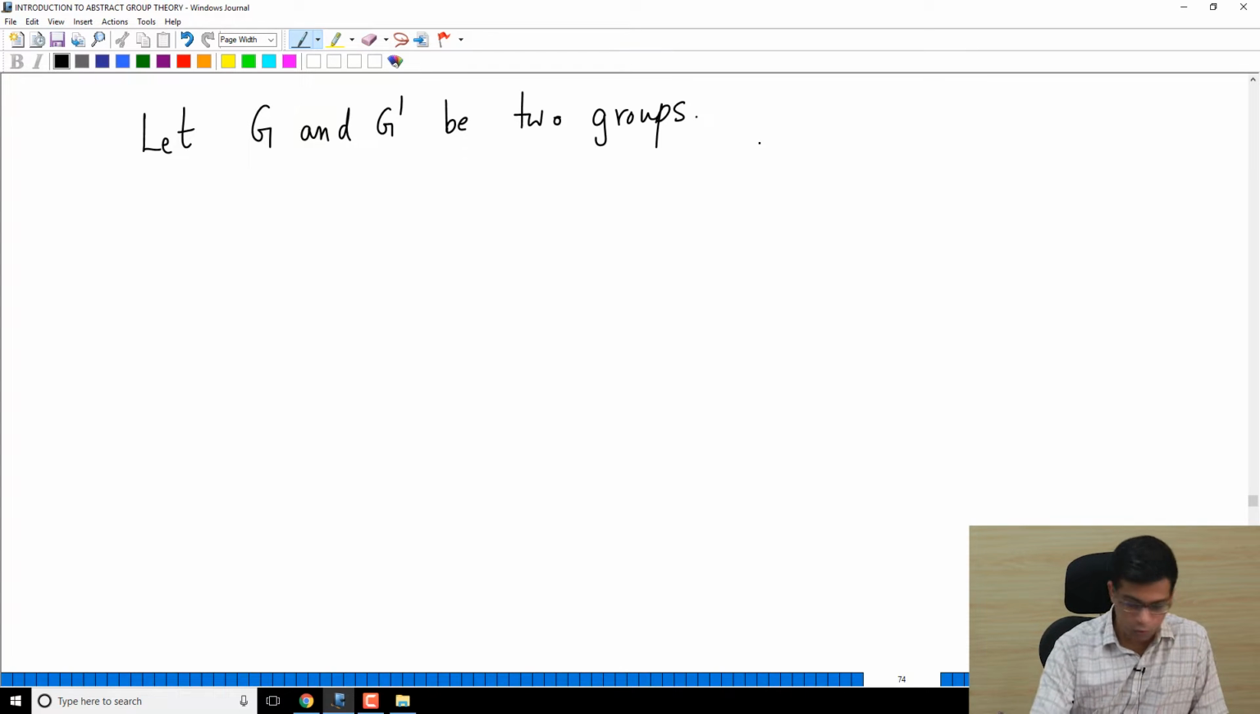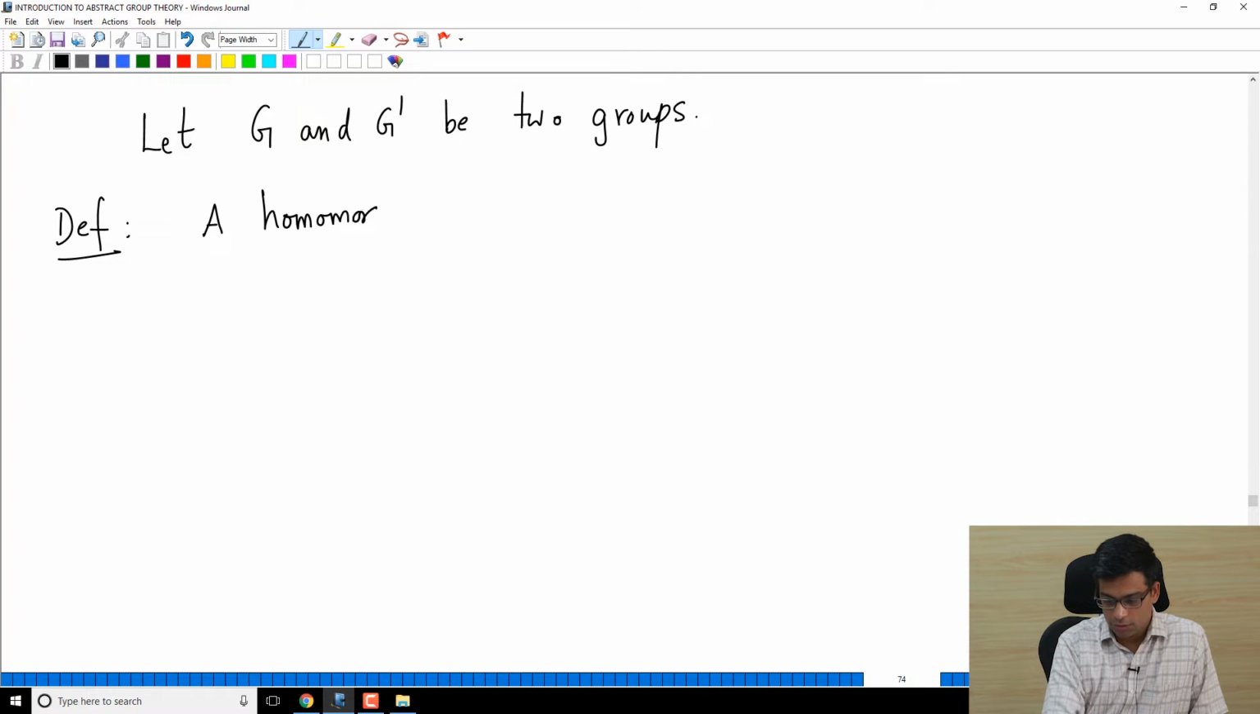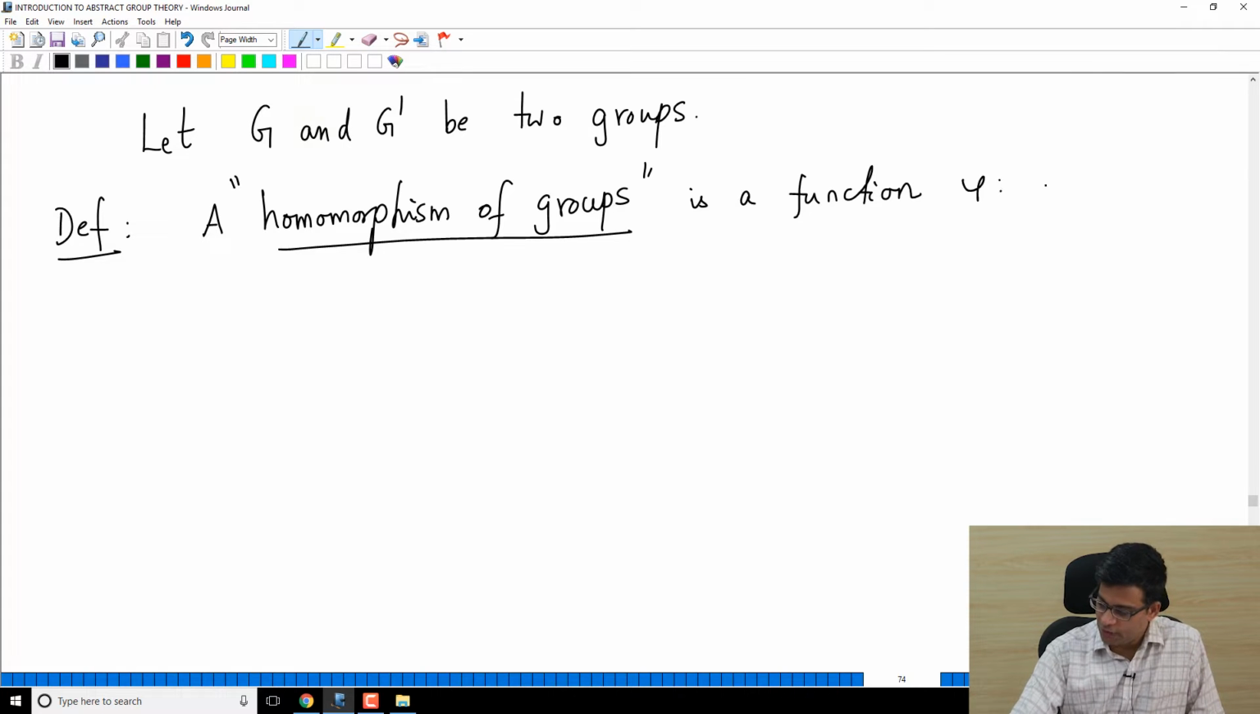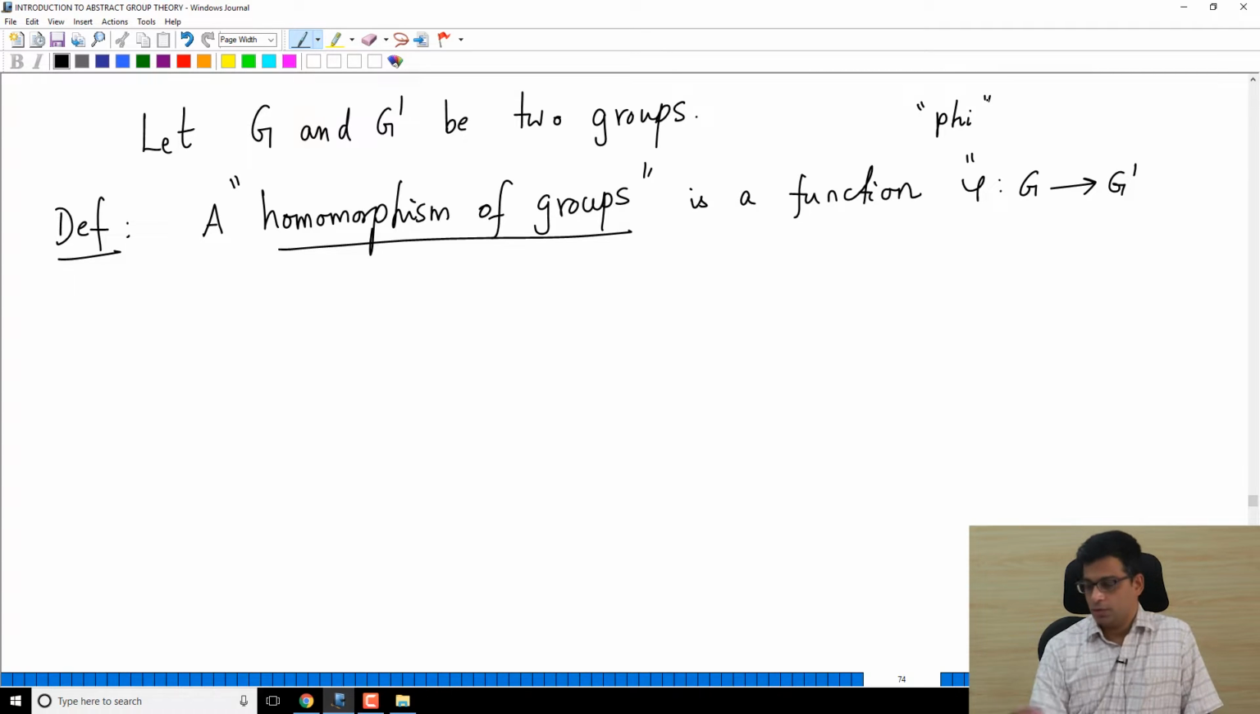So let G and G prime be two groups. So this is the definition. A homomorphism of groups is a function. Usually we denote this by phi. Okay, so this is read as phi. Phi is a function from G to G prime.